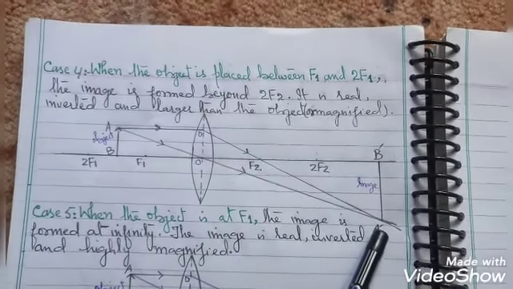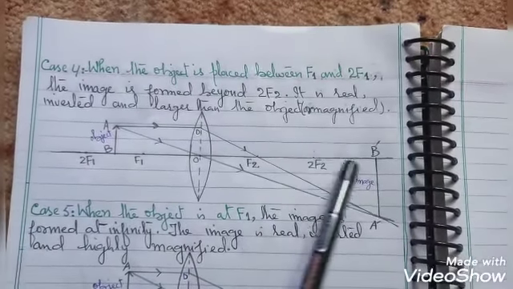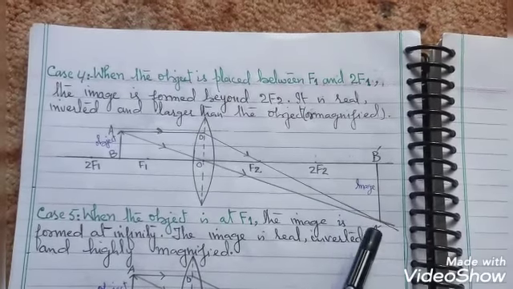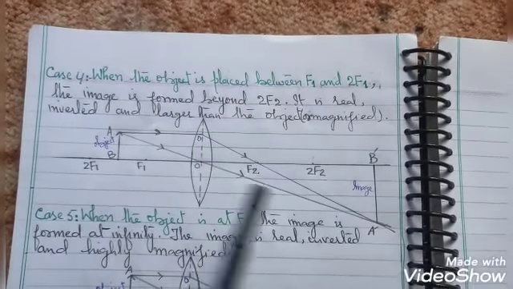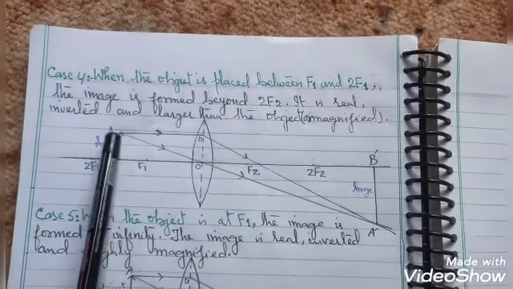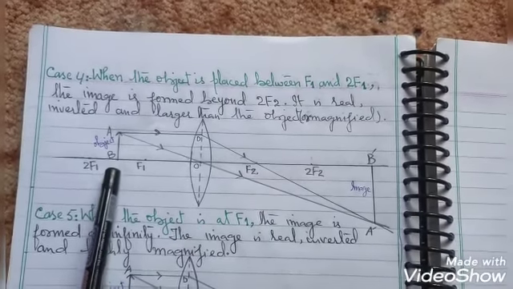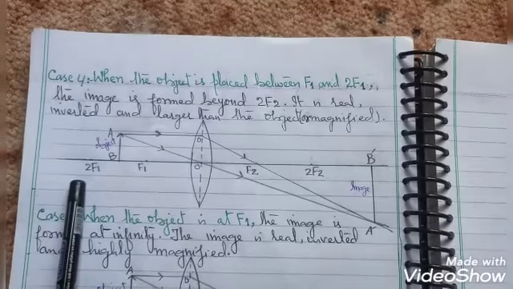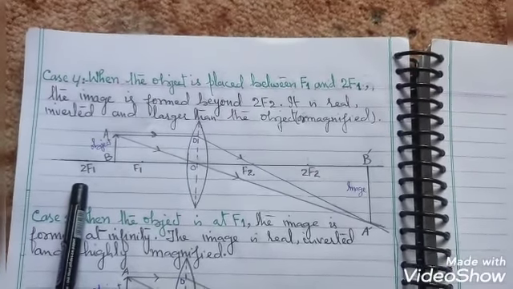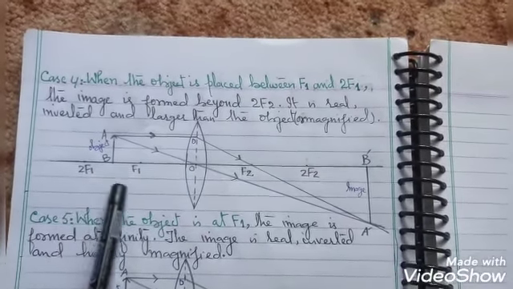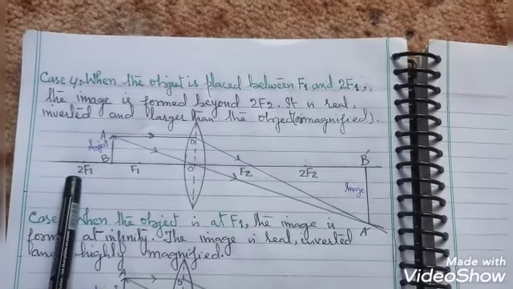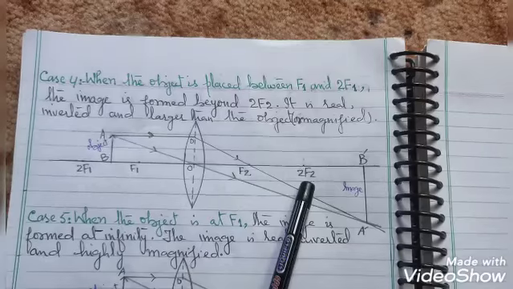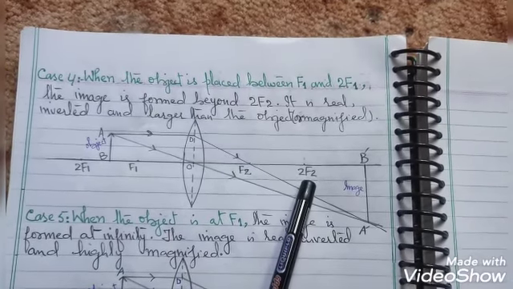We draw A dash B dash perpendicular on principal axis. Therefore, A dash B dash is the real image of the object AB. A dash B dash is the complete image of the object AB, which is placed between f1 and 2f1. Thus, when the object is placed between f1 and 2f1, the image is formed beyond 2f2 on the other side of the lens.